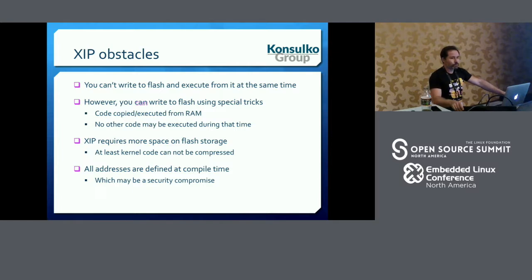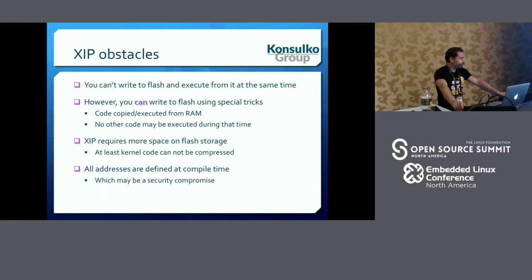Also, we are very used to having kernels compressed and stored on flash storage, having been compressed upfront. That is not going to work with XIP. The code, at least, should be uncompressed because otherwise it cannot be directly executed. And also, all addresses for execution should be defined at compile time and compiled in, because otherwise it's not going to work. You cannot modify anything on flash.